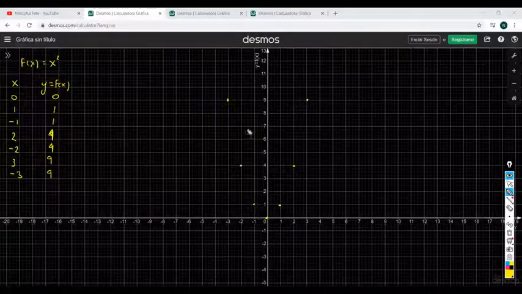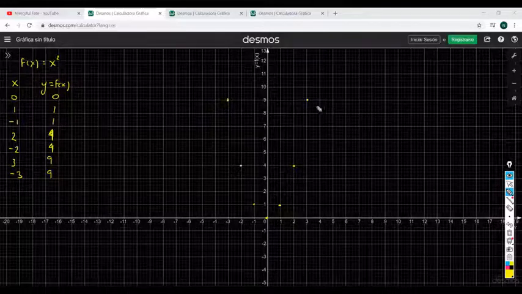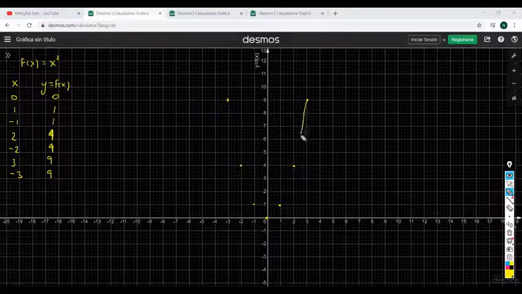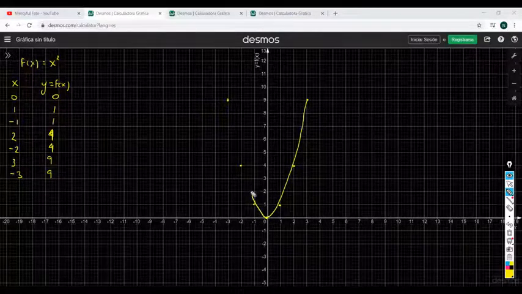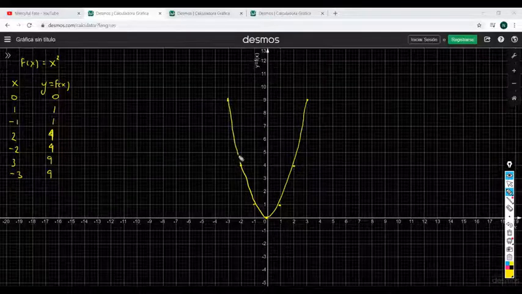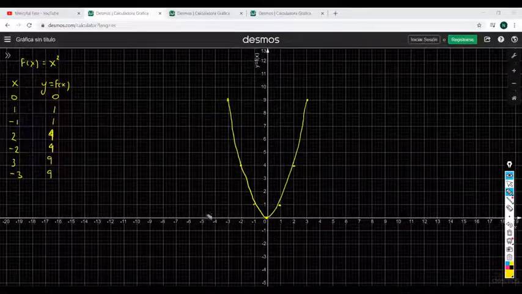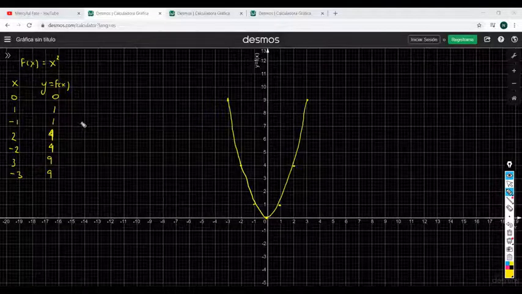Okay, perfect. And then you trace smoothly the graph of this function, which is going to be a parabola. I'm doing my best. There you go, more or less. Okay, perfect. So we know how to do this. Very simple. Okay, so what?